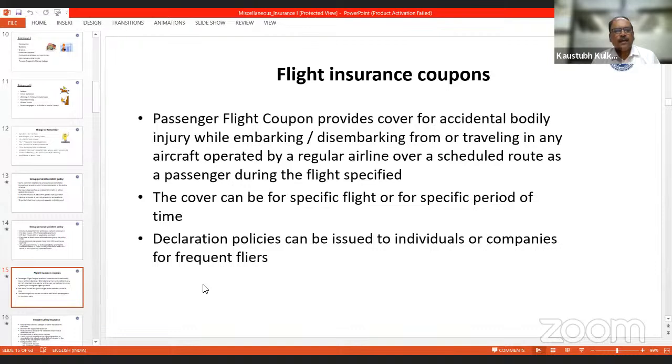The declaration policies are also available, and these can be issued to individuals or companies for frequent flyers, because there are many frequent flyers using the same airline. So in case of those, the declaration policies can be issued.